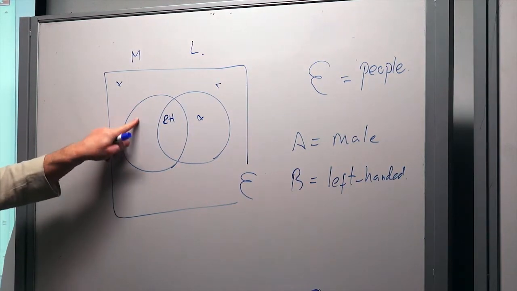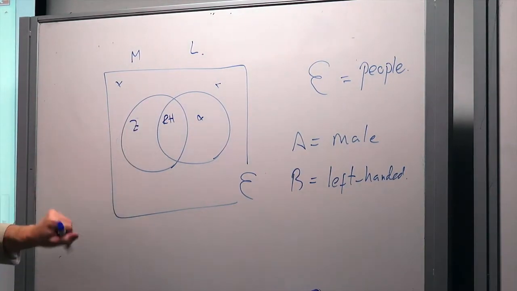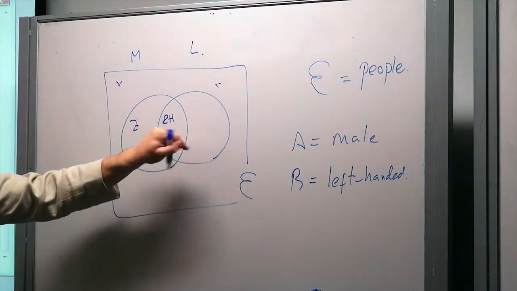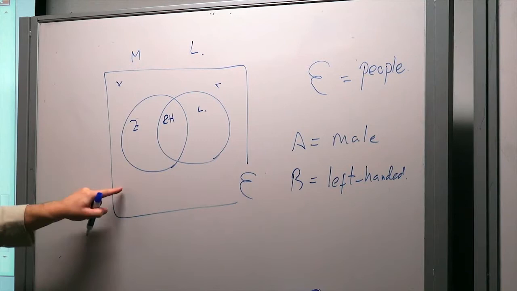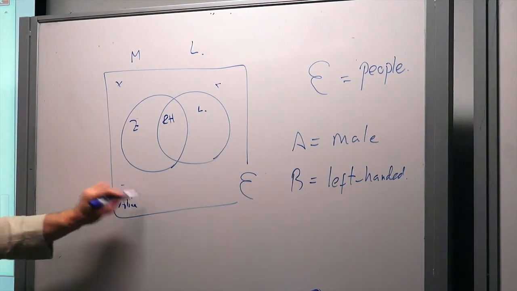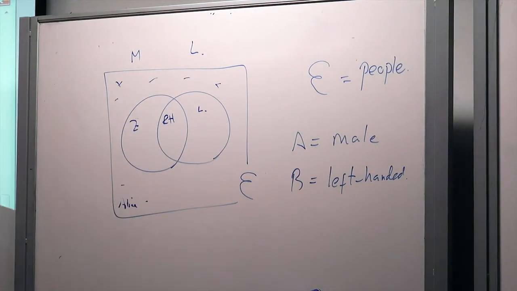Here's a male right-hander. That's my little boy, Zed. Here's a female left-hander. That'll be my wife, Leslie. And who's that? This is a female right-hander. That's my daughter, Alice. You can fill that as you like.